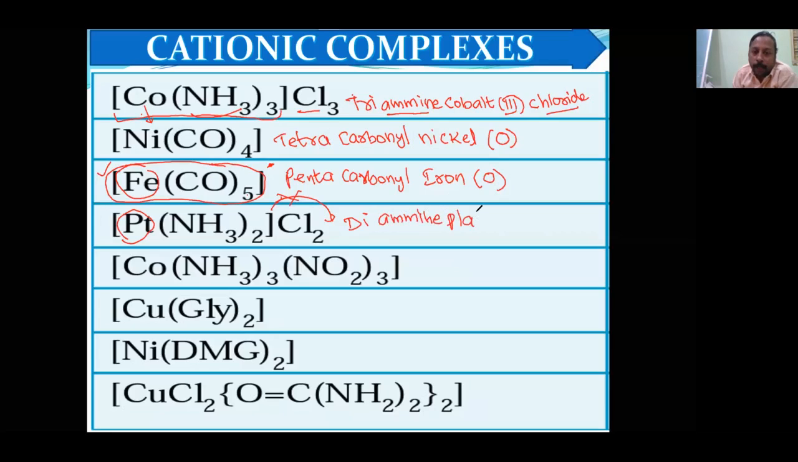Now it will be platinum, oxidation number 2. Then chloride. If it is inside the bracket, you write chlorido and dichlorido. If it is outside the bracket, it will be chloride. Okay. Now you can try this question. I will wait and check your answers.